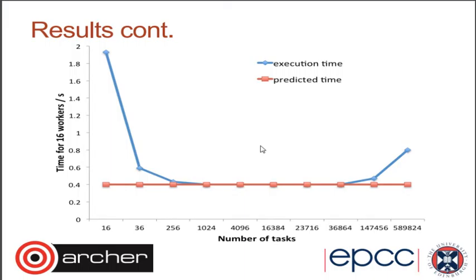So of course, for a small number of tasks where the size of each task is very large, we just don't have enough tasks for the workers. We've only got one task per worker in the beginning. So if there is a task that doesn't involve much computation, that worker's going to finish quickly, and then they have nothing else to do. So it's going to be idle.